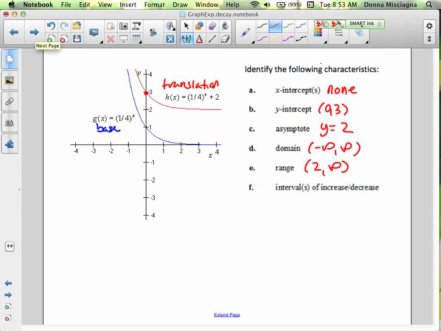Intervals of increase, decrease. Anyone at the yellow table? It's decreasing the entire time. Yep, this one decreases everywhere. And we can say decrease, negative infinity to infinity. So you'll find with the exponential graphs, they either always increase or they always decrease.